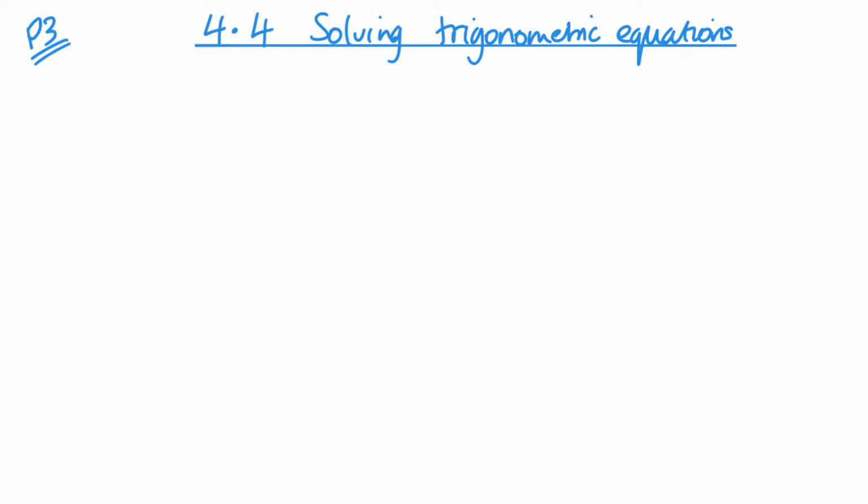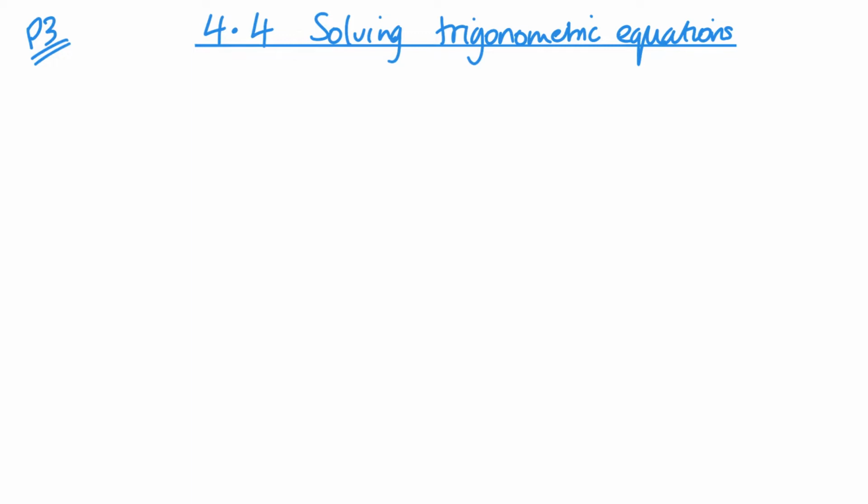Welcome back to P3. Today we're looking at solving trigonometric equations, and this is unit 4.4. So this is looking at using the addition formulae and the double angle formulae, as well as what you already know from previous things like sine squared plus cos squared equals 1 to help you find or solve trigonometric equations.